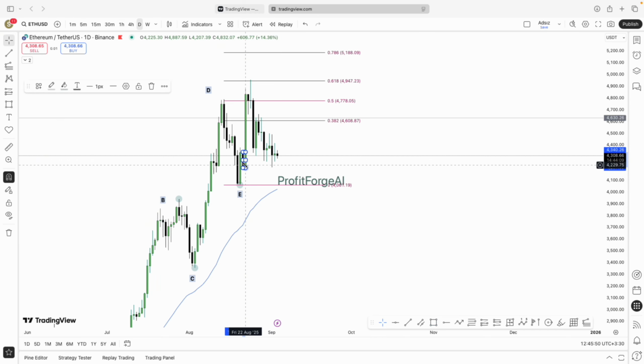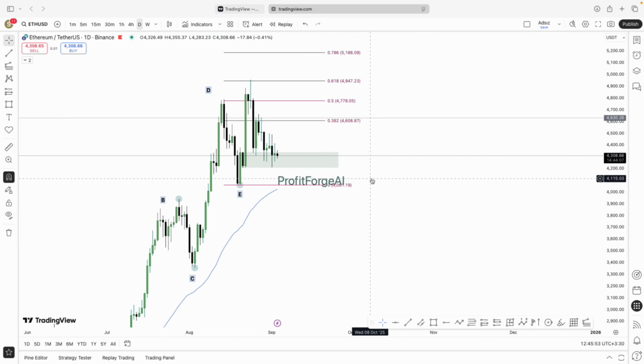points. At the same time, price is reacting to a major order block and liquidity zone. When we see repeated wicks forming here, it shows buyers are defending this level. That gives us confidence this could be the area where Ethereum bounces back upward.